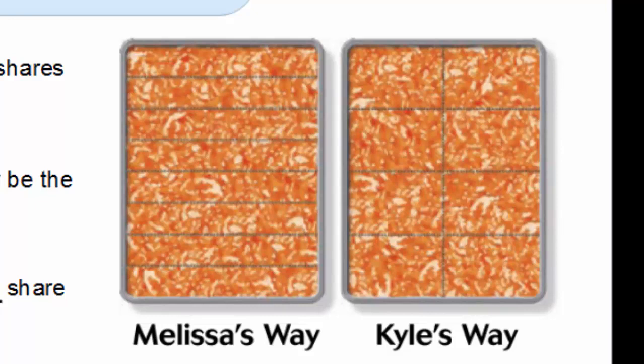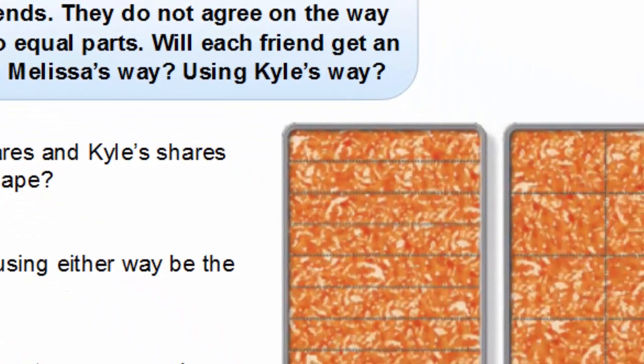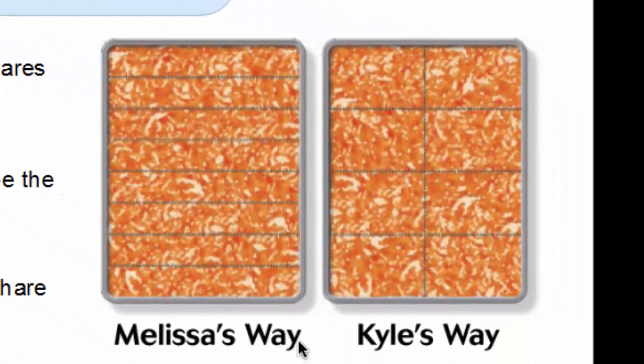First of all, how many equal parts do we need? I hear some of you saying 6. Let's look back at the story problem. It says Melissa and Kyle are planning to share one pan of lasagna with 6 friends. So is it just the 6 friends or is it Melissa, Kyle, and the 6 friends? It's Melissa and Kyle with their 6 friends. So we need how many equal pieces? Good. We need 8.